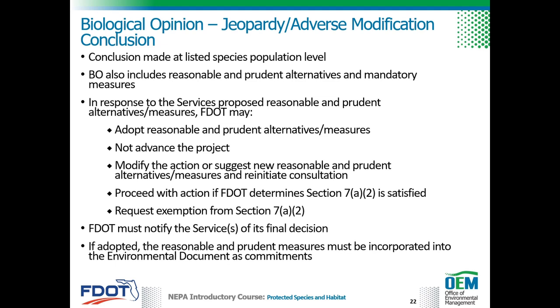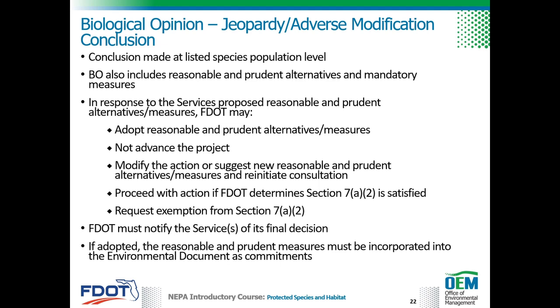In response to the services' proposed reasonable and prudent alternatives and measures, FDOT may adopt the reasonable and prudent alternatives or measures, not advance the project, modify the action, or offer reasonable and prudent alternatives or measures not yet considered and reinitiate consultation. FDOT may also proceed with the action if, upon review of the BO, it believes that such action satisfies Section 7, subsection A2 of the ESA, or request an exemption from Section 7, subsection A2 of the ESA. Note that this last option is not typically used by FDOT.